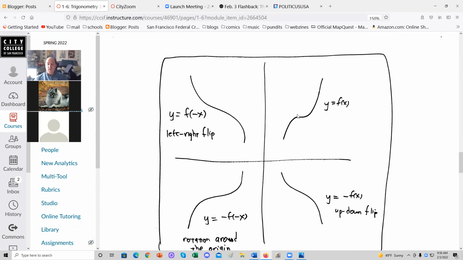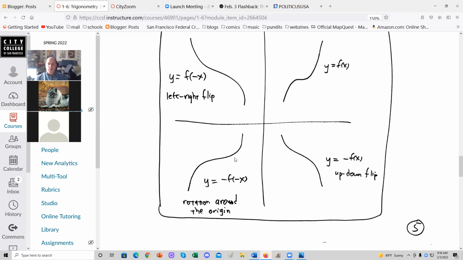Here's a graph of y equals f of x. If we do y equals minus f of x, that flips it up for down. If you have y equals f of minus x, that flips it left for right. And if you do both, minus f of minus x, that's flipped left for right and up for down, which is the same as a 180-degree rotation.